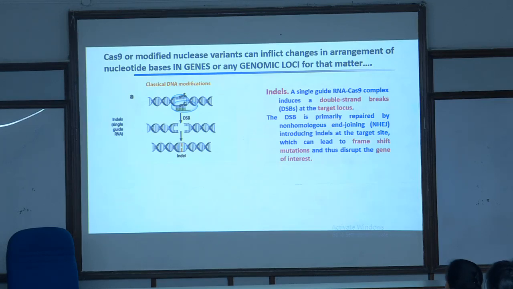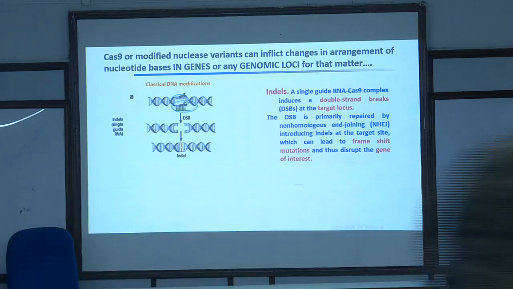The single guide RNA-Cas9 complex can induce a double-stranded break, the famous DSBs, on the target locus. So in the process, what happens? DSB is primarily, in any host, when the DNA is attacked, they have an inherent mechanism to repair it, right?